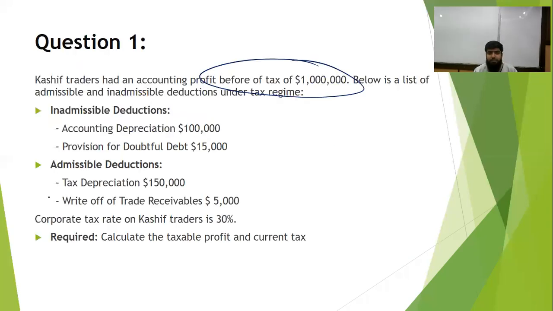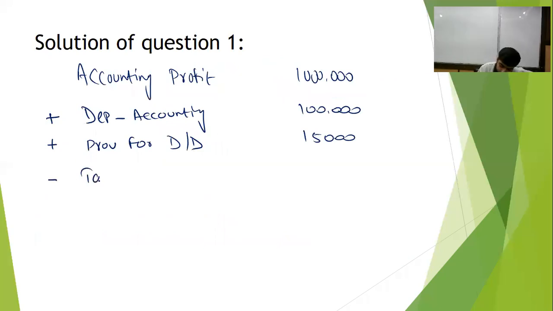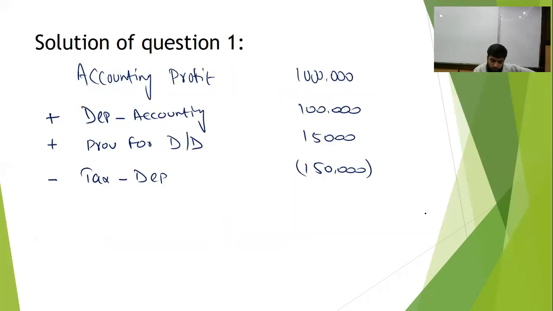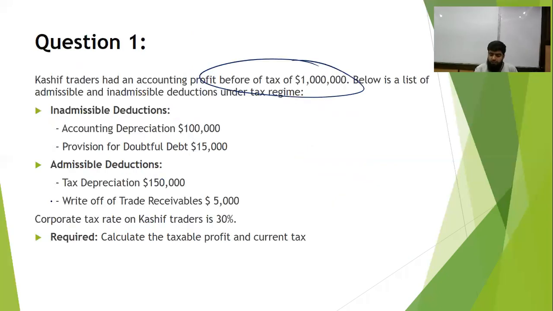Now the admissible deductions. The accounting depreciation was $100,000, but the tax depreciation allowed by the tax authorities is $150,000. The second thing allowed by the tax authorities is the write-off of bad debt, that is $5,000. So these were the adjustments we have made.